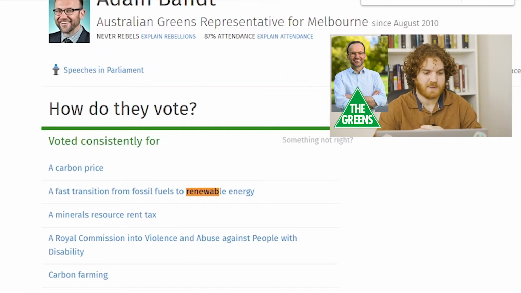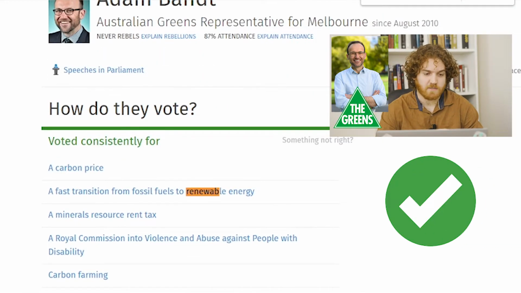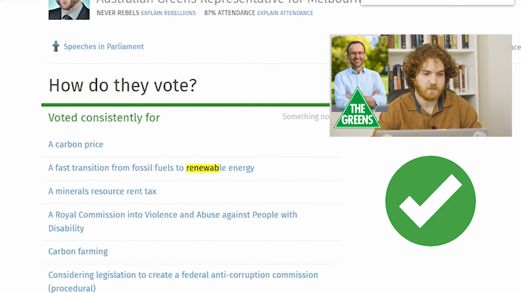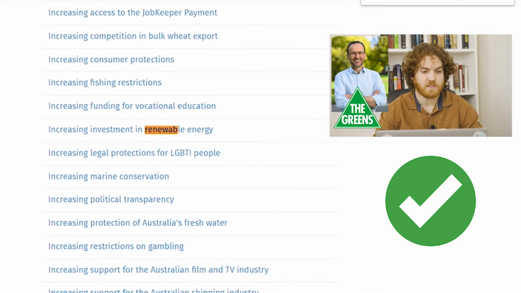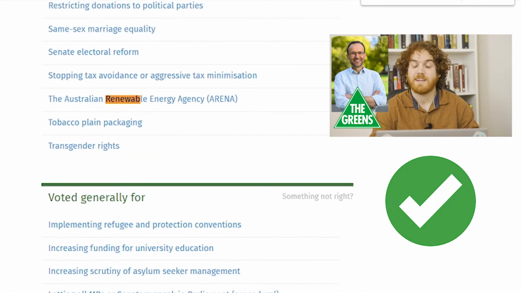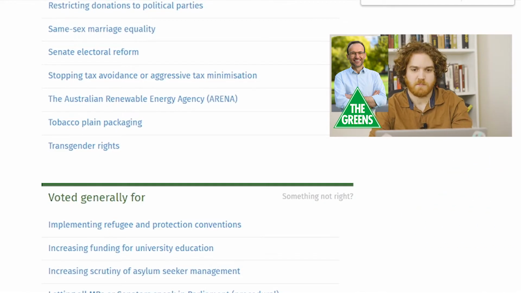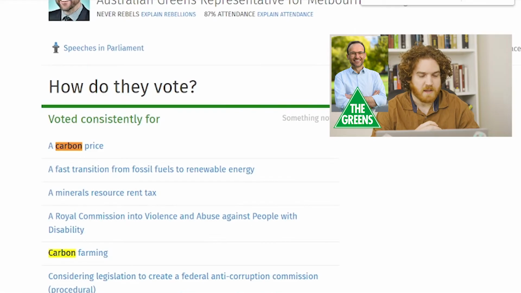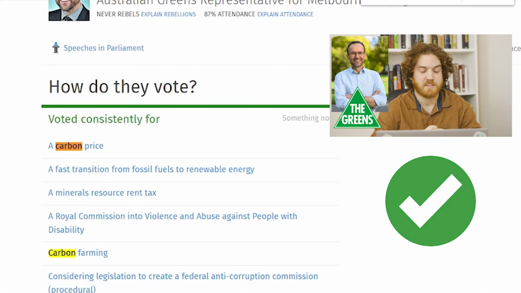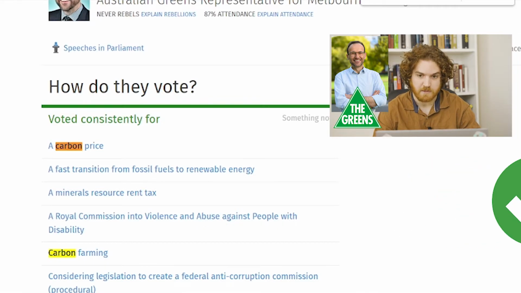He has voted consistently for a fast transition from fossil fuels to renewable energy. He has also voted consistently for increasing investment in renewable energy, and consistently voted for the Australian Renewable Energy Agency. If we type in carbon, Adam Bandt for the Greens has voted consistently for a carbon price and consistently for carbon farming. Just to keep track of who these people all are, basically it's going to go from left to right on the political spectrum.